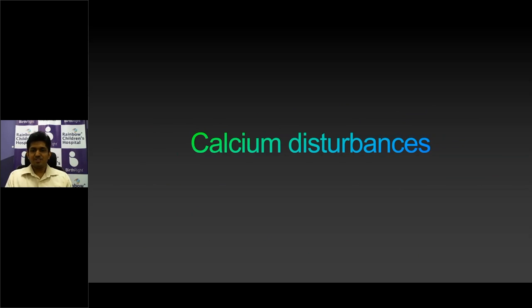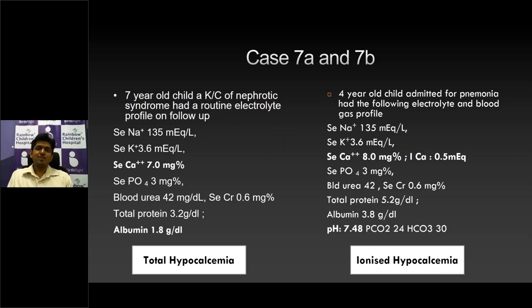Coming to the calcium disturbances, the most important thing I would like to stress in calcium disturbance is to differentiate between a total hypocalcemia and an ionized hypocalcemia. For example, if you take a nephrotic child, a 7-year-old child with nephrotic syndrome, the serum sodium is 135, calcium is 7. So upfront you see that this child is having a hypocalcemia. Could be this child would be having a true hypocalcemia. We don't know, because the child would be taking steroids for a longer time. There is a possibility of true hypocalcemia, but it can also be spurious.